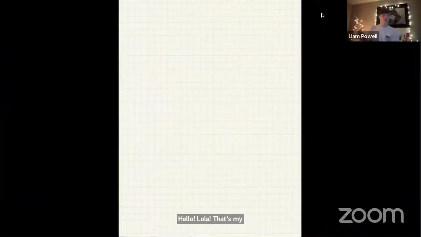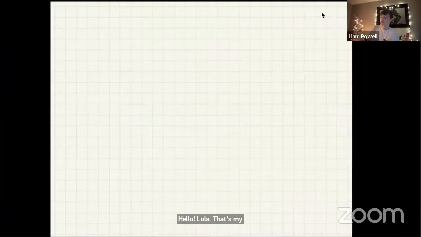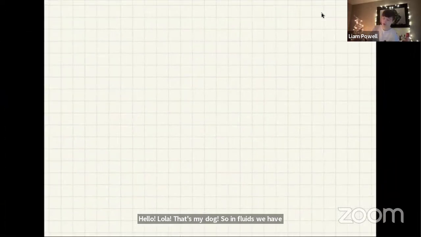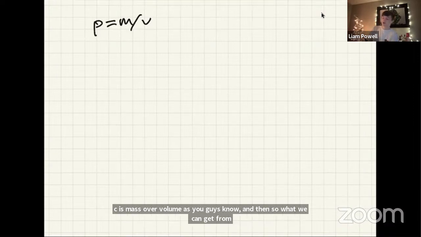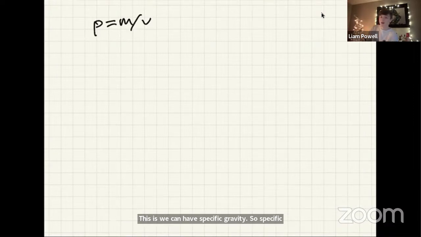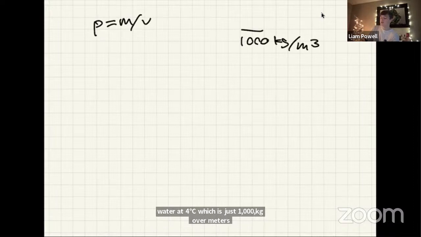In fluids, we have something like Bernoulli's principle, but I'll get to that a little bit later. First we have density. Density is mass over volume, as you guys know. From this we can get specific gravity, which is an object's density over the density of water at 4 degrees Celsius, which is 1,000 kilograms per meter cubed.